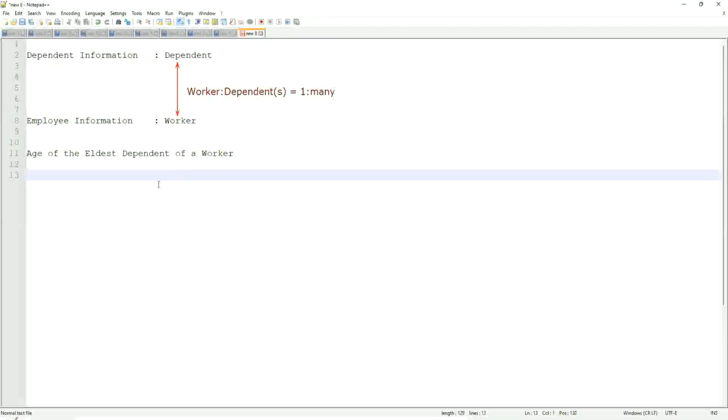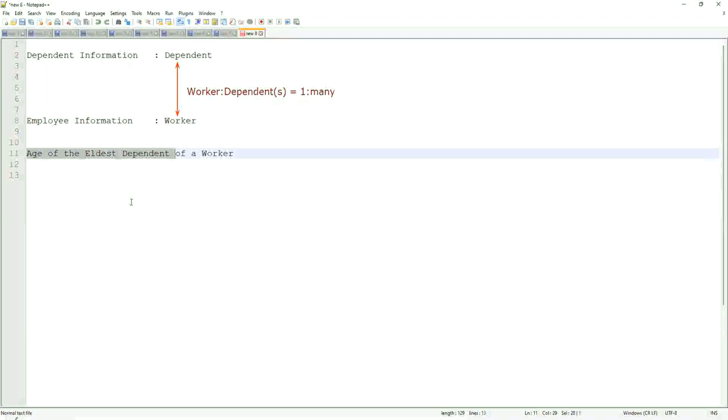Now, how would we do it using a calculated field? Let's break it down first. Age of the eldest dependent of a worker. There are two things to it. One is the eldest dependent of a worker, and then the age of the eldest dependent. First, we have to find out who is the eldest dependent. Then we find out what is the age of that eldest dependent. We break it down into smaller pieces.